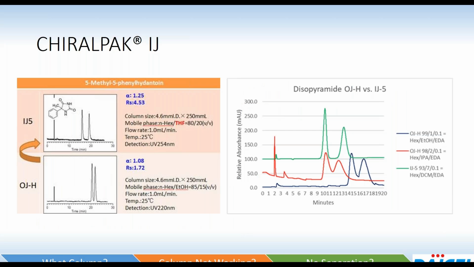Again, just improved separations here, going from normal phase conditions to extended range conditions. This example here, 5-methyl-5-phenylhydantoin, and then disopyramide, normal phase conditions for OJ-H here, hexane ethanol. Not quite baseline resolved, but going to extended range conditions with THF, a nice baseline resolution. And again here, under normal phase conditions in red and blue, going to extended range conditions here in green, nice baseline resolution on IJ.